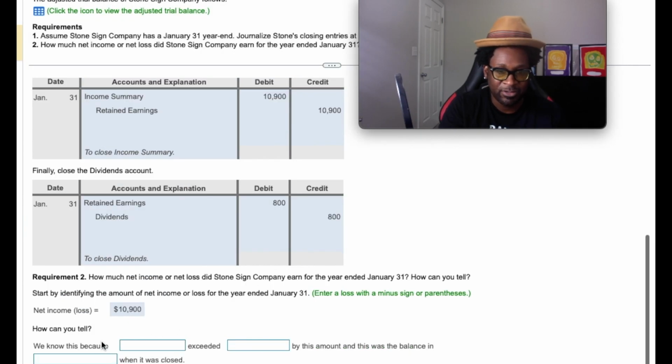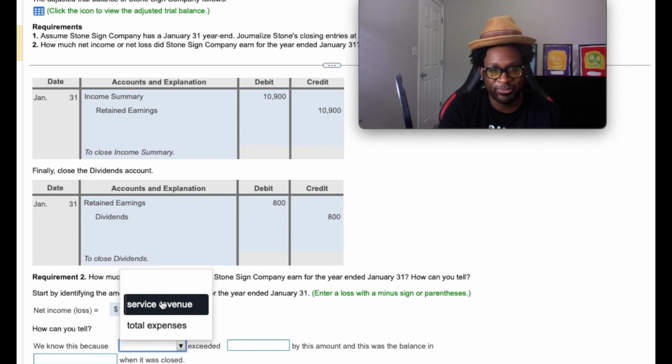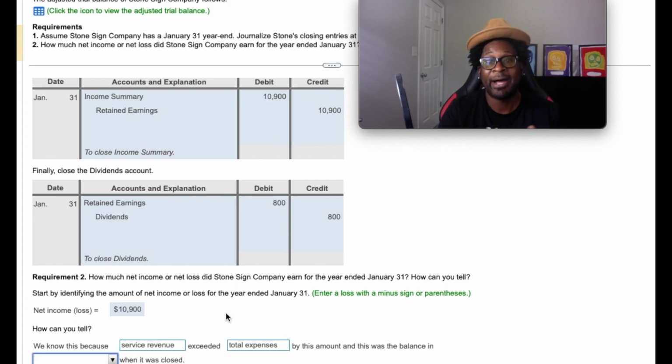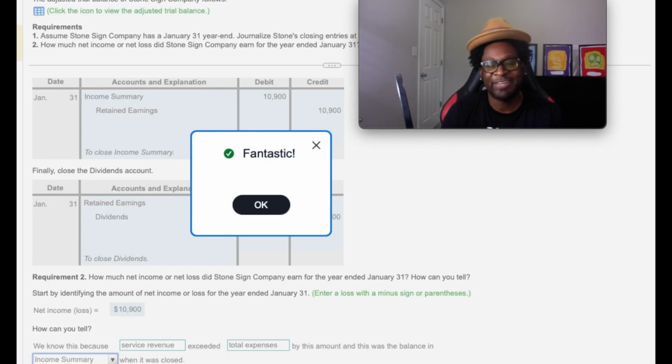And how do we know? We know because our service revenue exceeded our total expenses by this amount, and this was the balance in income summary when it was closed. Remember, gang, not only does step 3 transfer the net income or loss into retained earnings, it also simultaneously closes out the income summary account. Check the answer. Fantastic. So there you have it, gang. A quick, easy illustration of how to properly close out accounts. Hopefully that made sense to you.